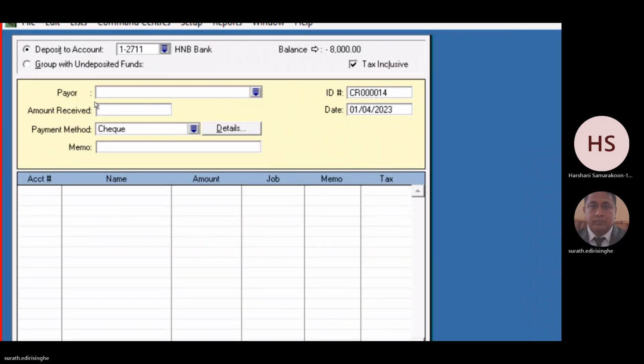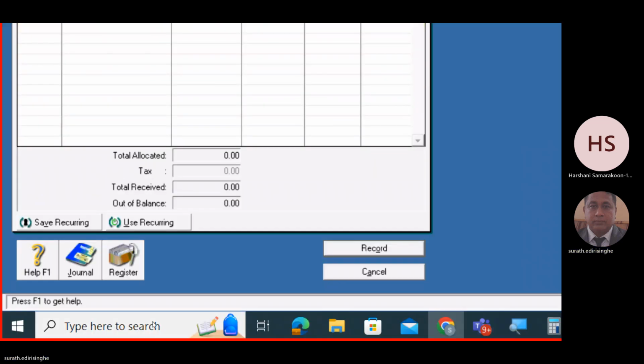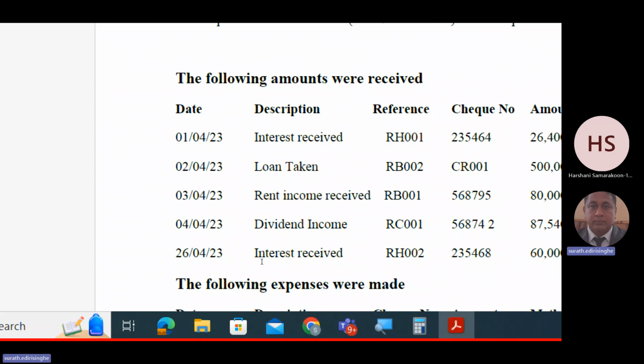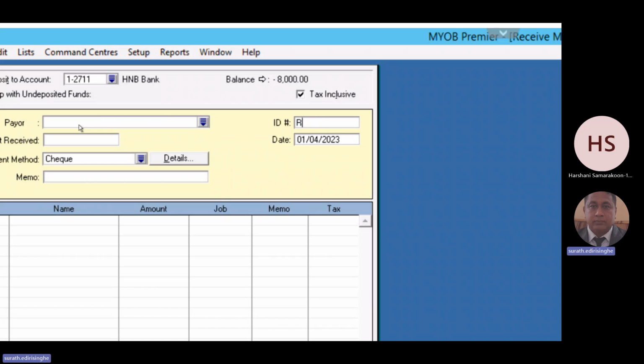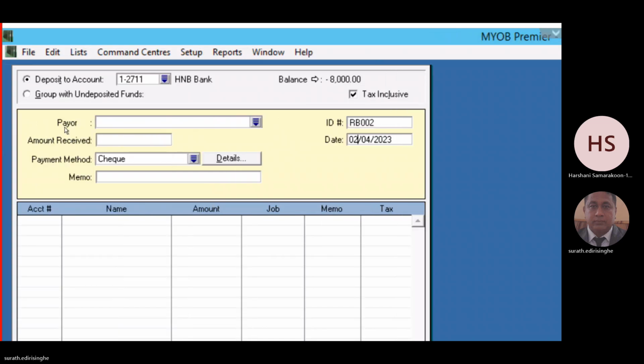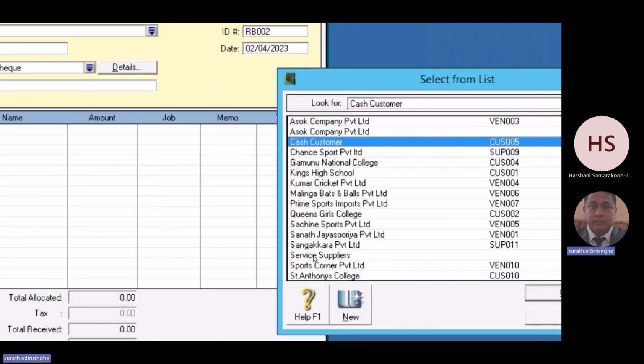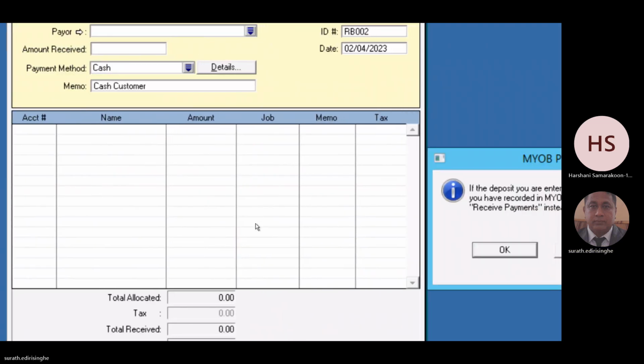Now HNB. Give the detail here. RB Receipt Bank 002. Date. When? April 2nd. Payer, cash customer. Later you can edit. Okay.